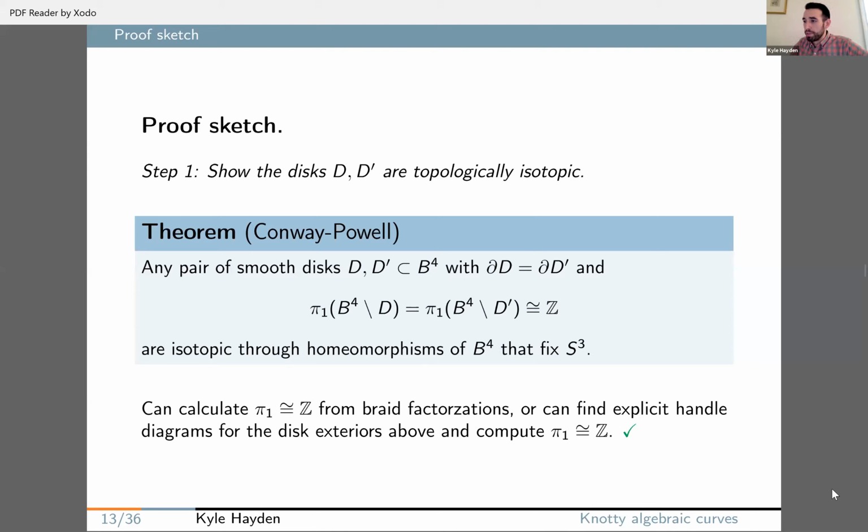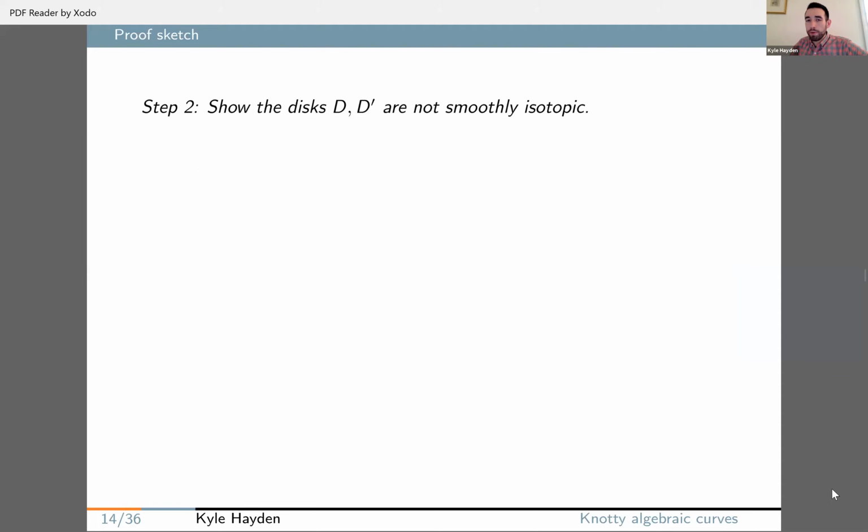And this is really using Freedman's work via the Conway-Powell result as a black box. But it's an easy to use black box in this case. Okay. So now we know that they're topologically the same. We know that they're complex curves. And so we need to show that they're not smoothly isotopic.